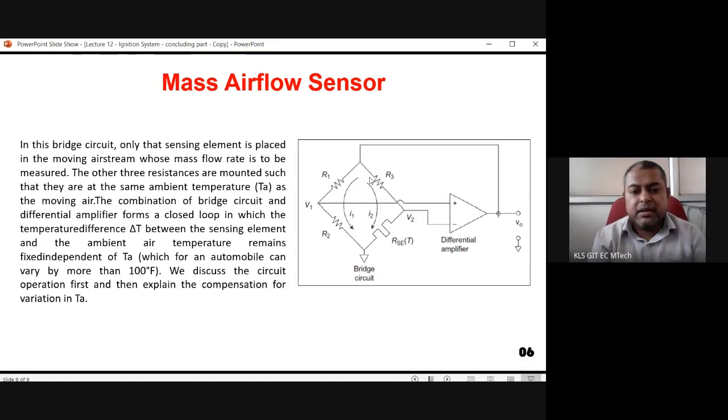So the air which is coming inside is flowing through this transducer or sensor. The other three resistances, R1, R2 and R3, are mounted such that they are at the same ambient temperature, TA. The combination of the bridge circuit and the differential amplifier forms a closed loop in which the temperature difference, delta T, between the sensing element and the ambient temperature remains fixed, independent of TA, which for an automobile can vary by more than 100 degrees Fahrenheit. We discuss the circuit operation first and then explain the compensation for variation of TA.